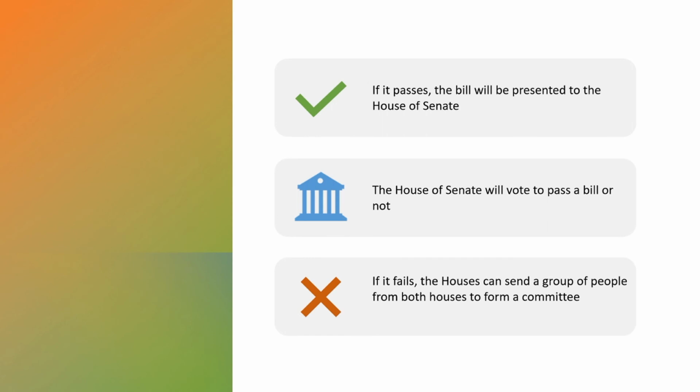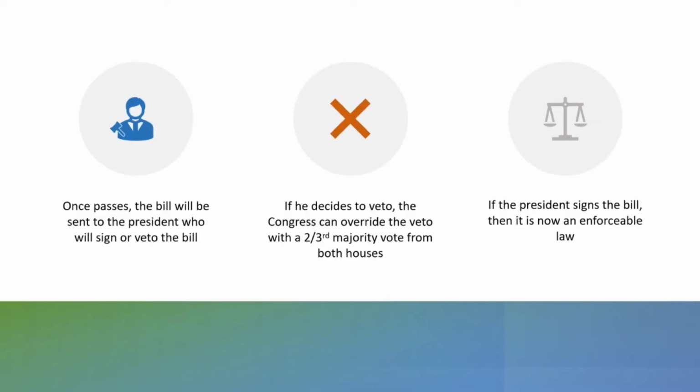If it passes, then the bill will be presented to the House of Senate, where the process of debates repeats. Then the House of Senate will vote to pass the bill or not. If it fails, then the houses can send a group of people from both houses to form a committee that will discuss and amend the bill, which will then restart from the proposal process.